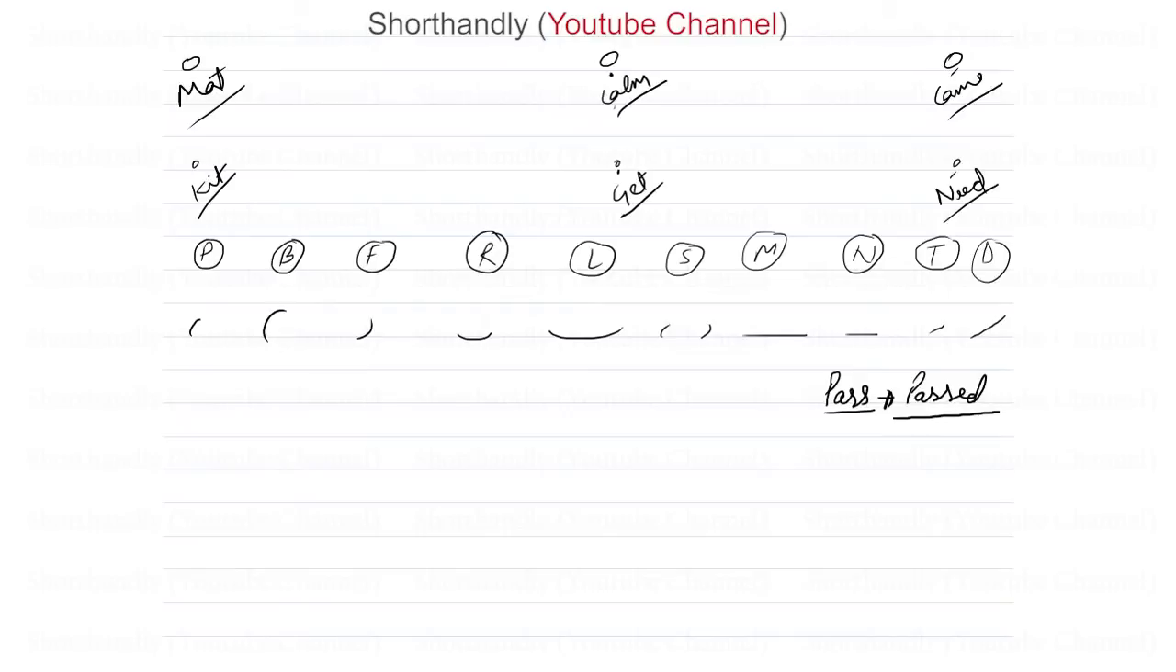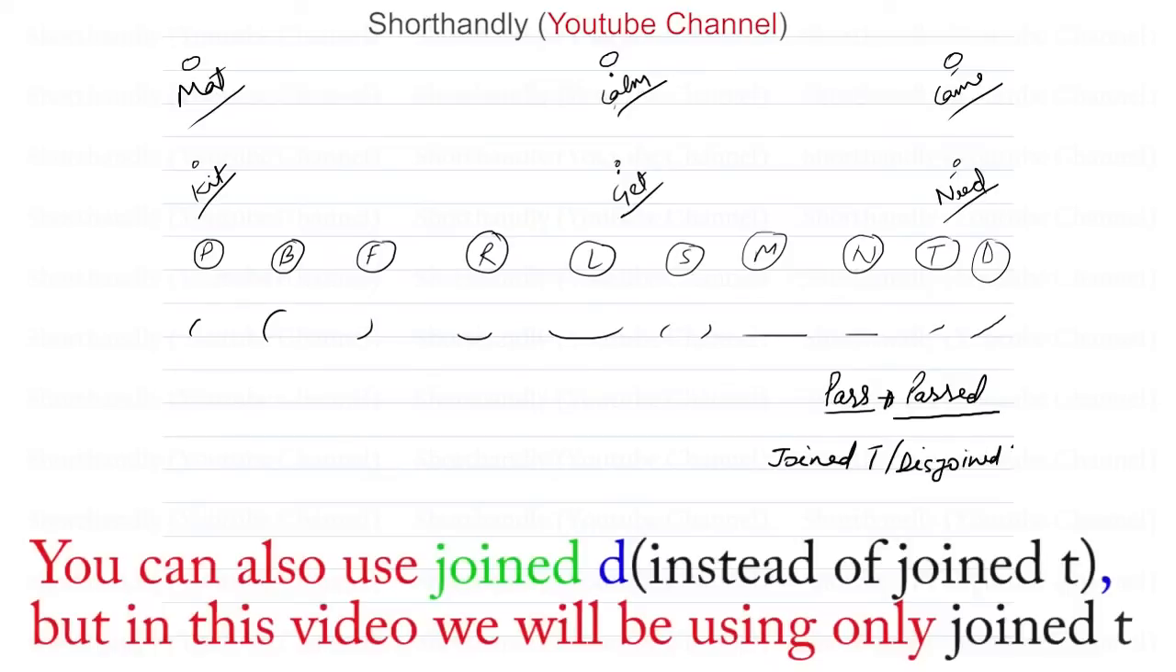So we represent words in past tense by either a joined T or a disjoined T. Let's see how we use this joined T or disjoined T.